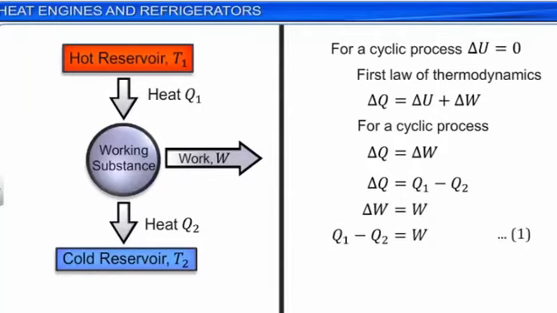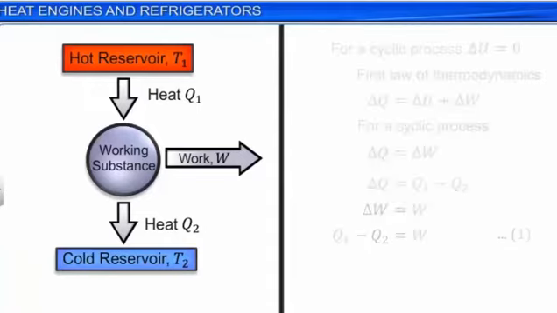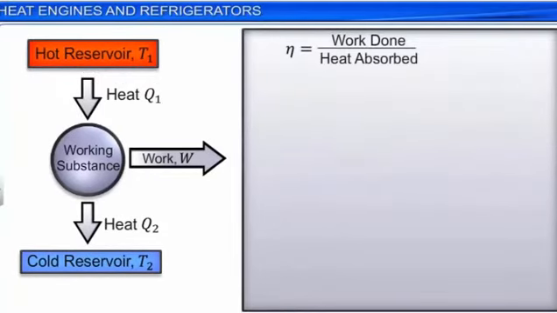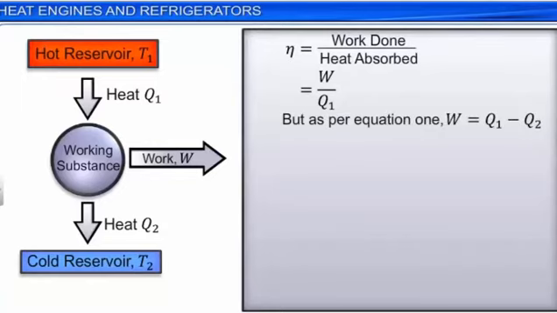The efficiency of a heat engine is defined as the ratio of the work done by the system to heat absorbed. Efficiency eta is equal to work done by heat absorbed, which is equal to W by Q1. But as per equation 1, W is equal to Q1 minus Q2. Therefore, eta is equal to Q1 minus Q2 by Q1, which is equal to 1 minus Q2 by Q1. Let this be equation 2.